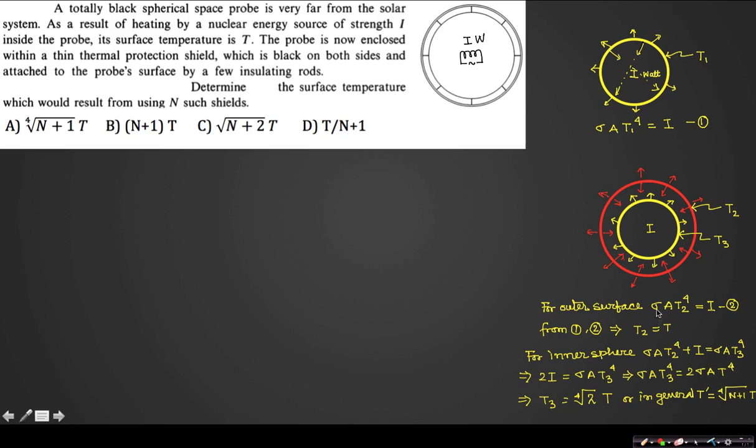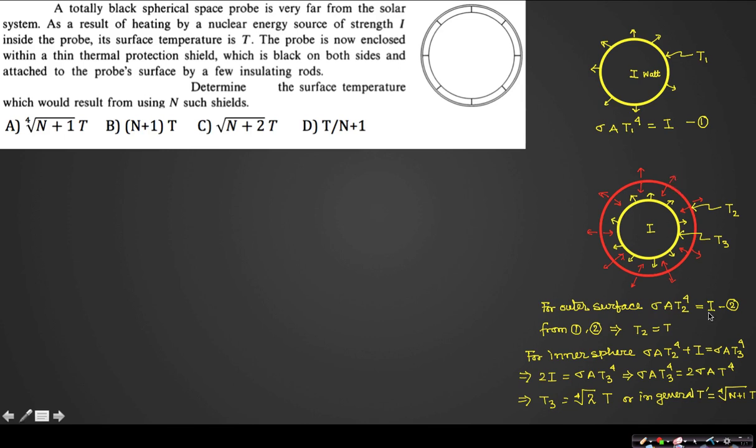Okay, now what equation can I write? For the outer surface, the equation should be sigma A T2^4 is equal to I. What is sigma A T2^4? It is the heat radiation from the outer surface, as it is a black body. So E is equal to 1. So sigma A T2^4 is the heat radiation from the outer surface.